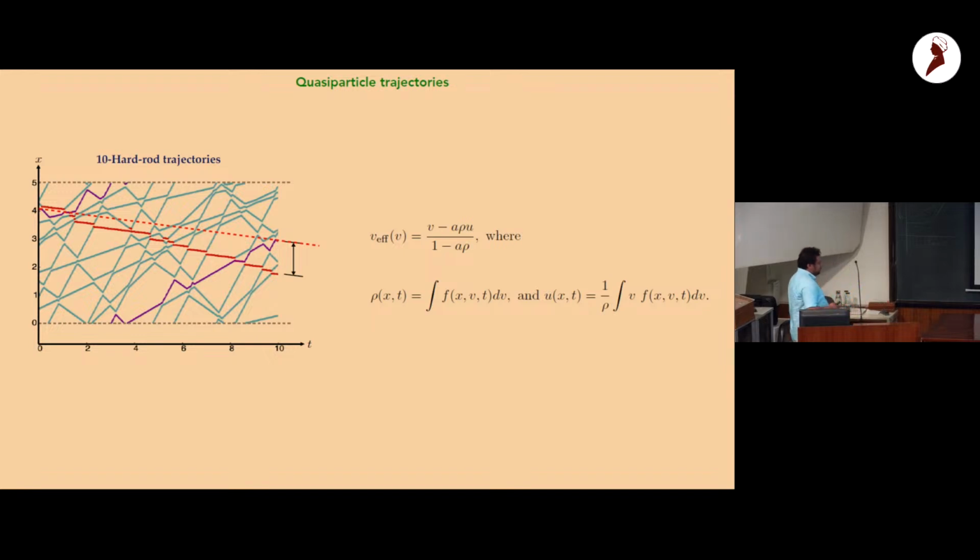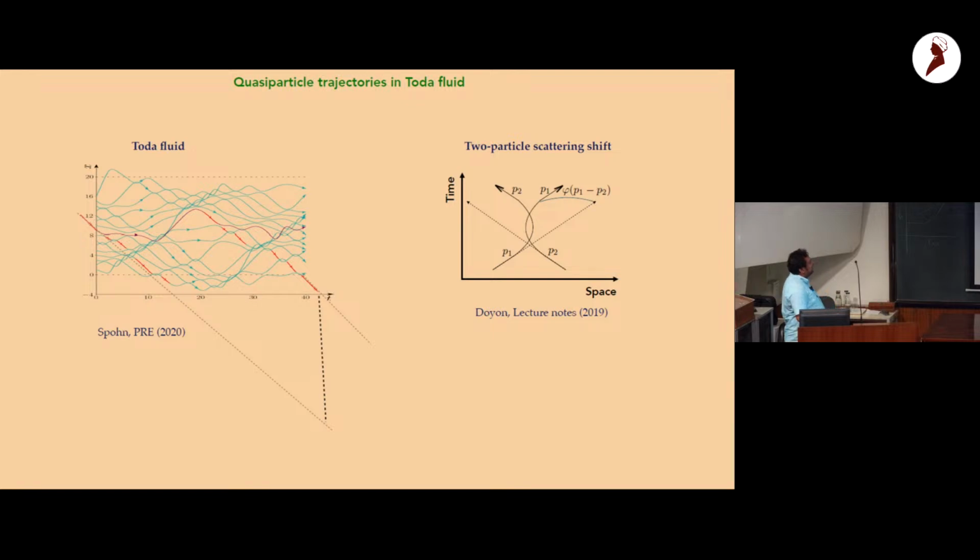Okay. So of course you can derive this effective velocity more rigorously. Here this is the density, this is the marginal of the phase space density, and this is the fluid velocity field. A similar picture you can see from other integrable models also, for Toda fluid. This is a picture that I have taken from Herbert's paper, and this one also I have taken from Herbert's paper.